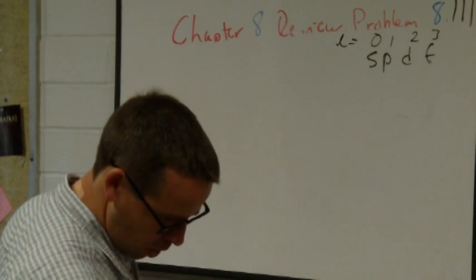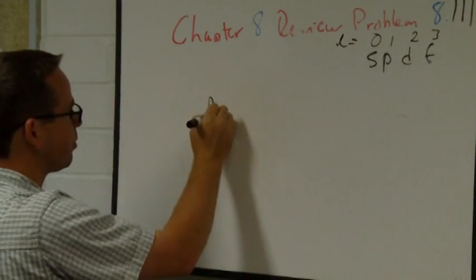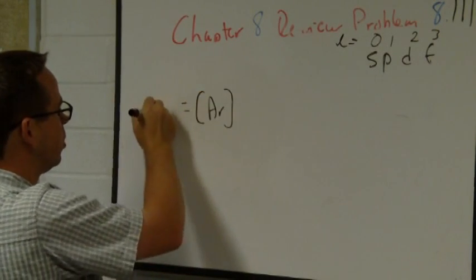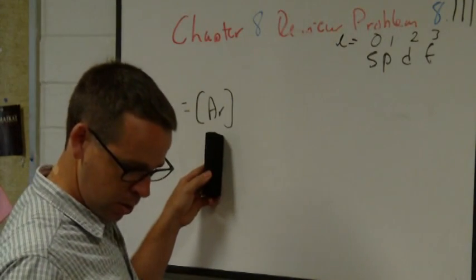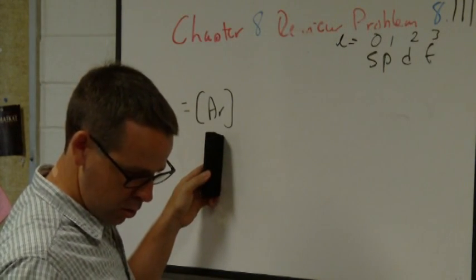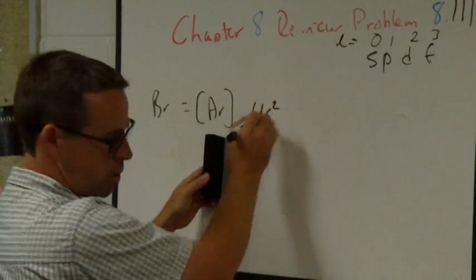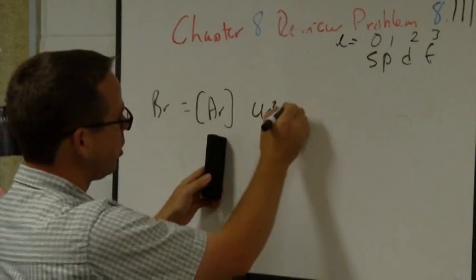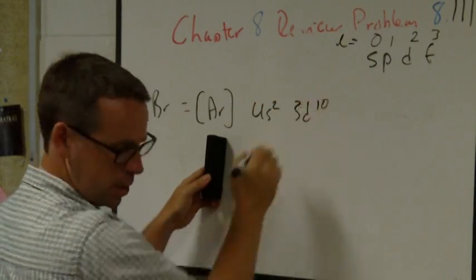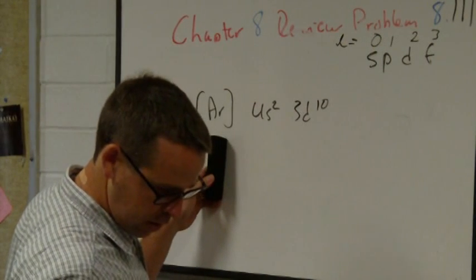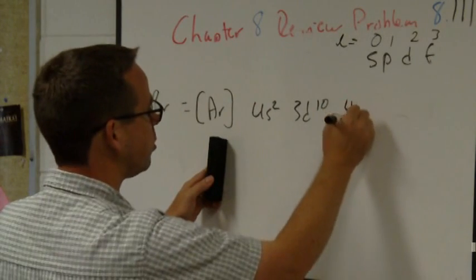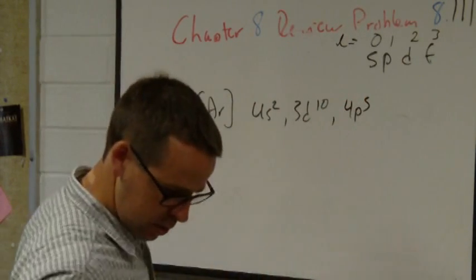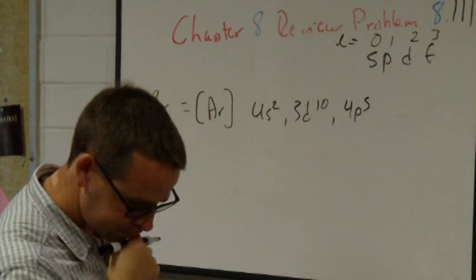Bromine. Argon is our core. Electron configuration using the noble gas core: argon, 4s2, that's potassium and calcium. 3d10, that's scandium to zinc. We're going to bromine, so then we have 4p5. And that is gallium to bromine.